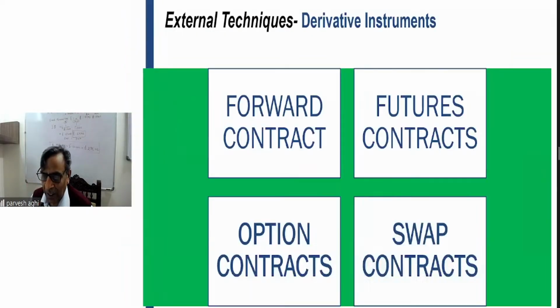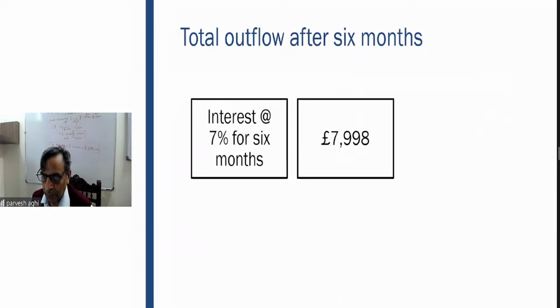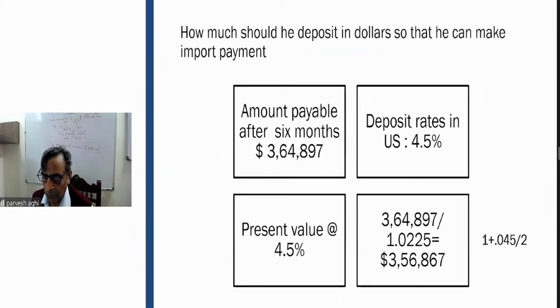So let me just go back here to explain. This is also important, so I think many would be wondering. How much money was he supposed to pay? $364,897. Okay. Now, in a money market hedge, he needs to deposit some money in America in US dollar terms so that it grows to meet his liability of 3,64,000, which means he has to deposit how much?